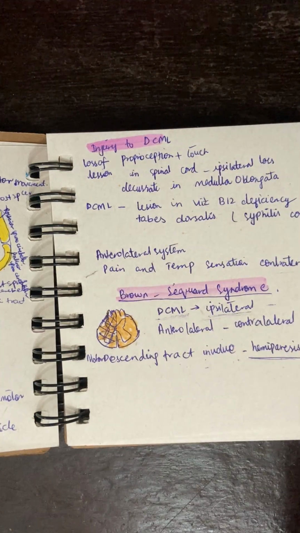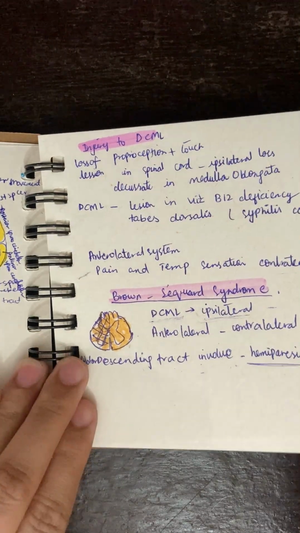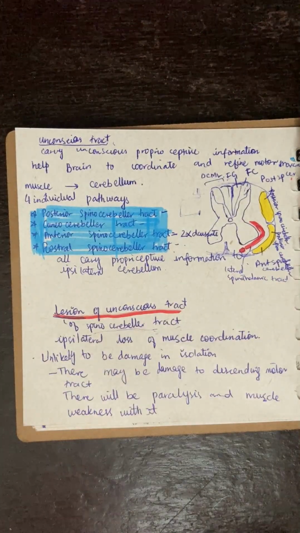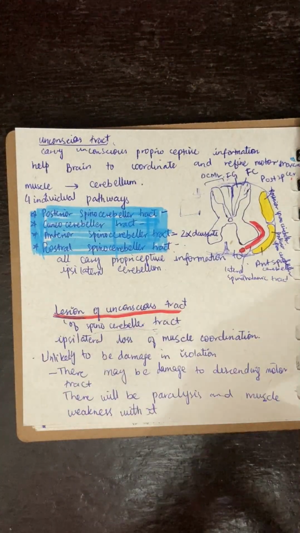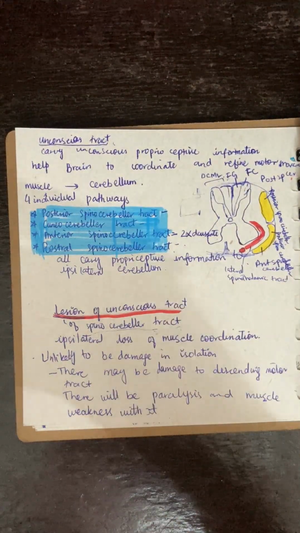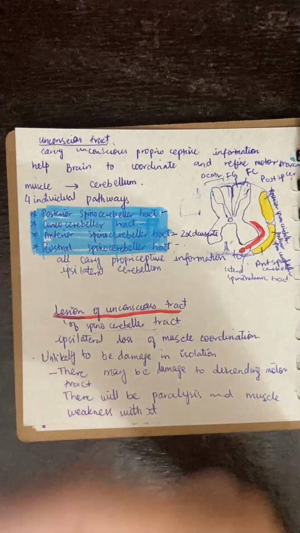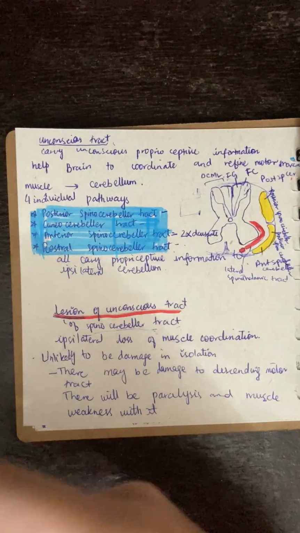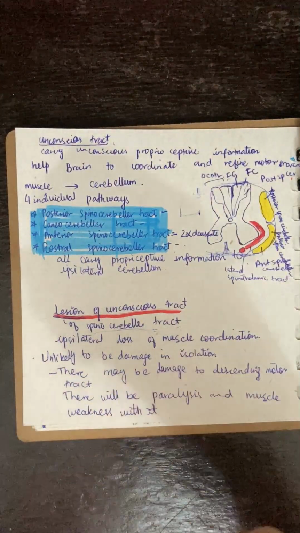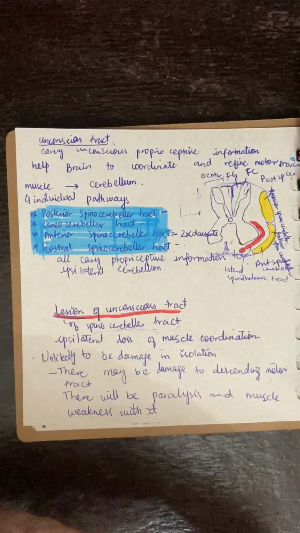Now, we have done the conscious tract. Now, let's go to the unconscious tract. The unconscious tract carries information of proprioception. The importance of the unconscious tract is that it helps the brain to coordinate and refine the motor movements. The information is carried from the muscles to the level of cerebellum.